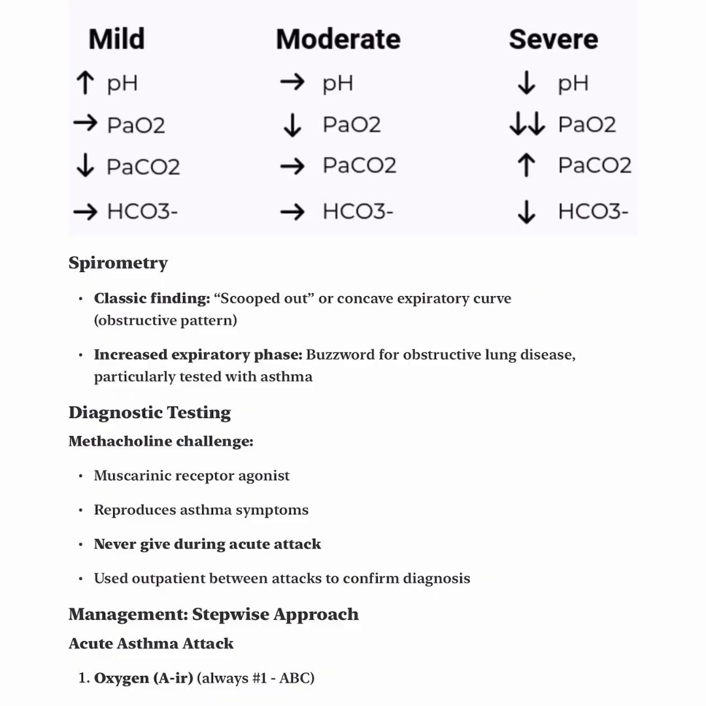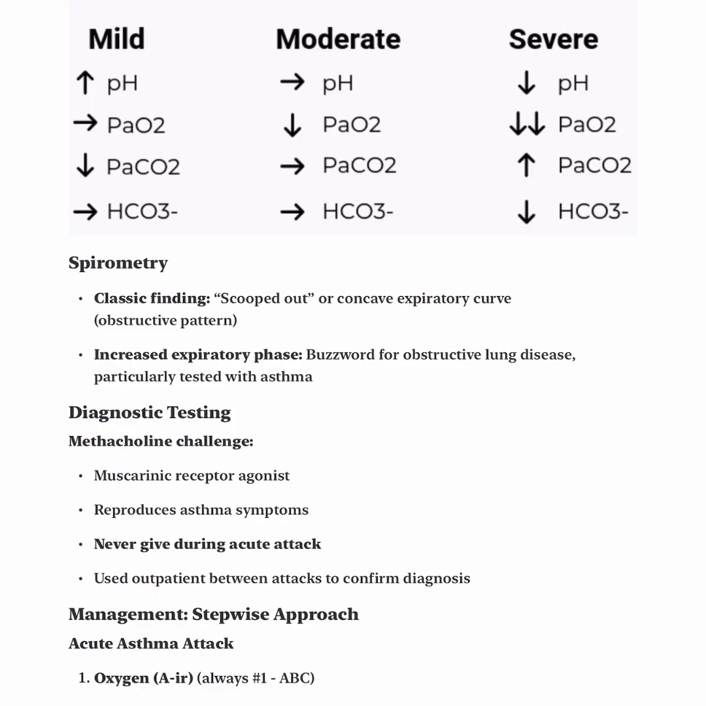As far as asthma diagnostics, we have the methacholine challenge. This is a muscarinic receptor agonist. It reproduces asthma symptoms. You never give this during an acute attack. And this is used in outpatient between attacks to confirm a diagnosis.